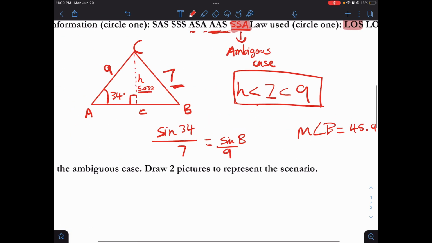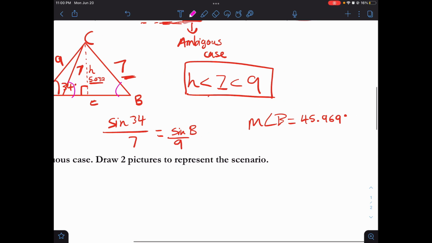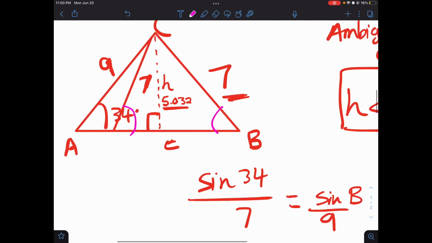And then to find our other angle, we have to realize that since this has to be 7, this triangle right here will form an isosceles triangle. So if it's an isosceles triangle, the base angle, meaning B, is equal to this angle. So if that's equal to that angle, the inner angle on this side is going to be 180 minus the measure of angle B.